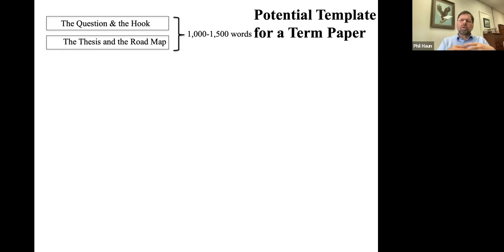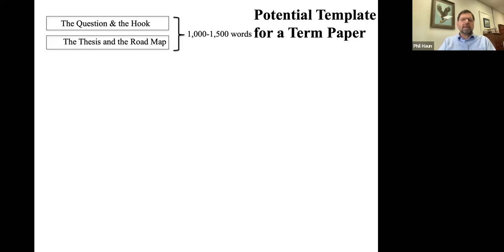And then the question includes the scoping, and then you should shift from question to answer, which is the thesis. The thesis statement should be in there saying, this is the answer that I have for this question.